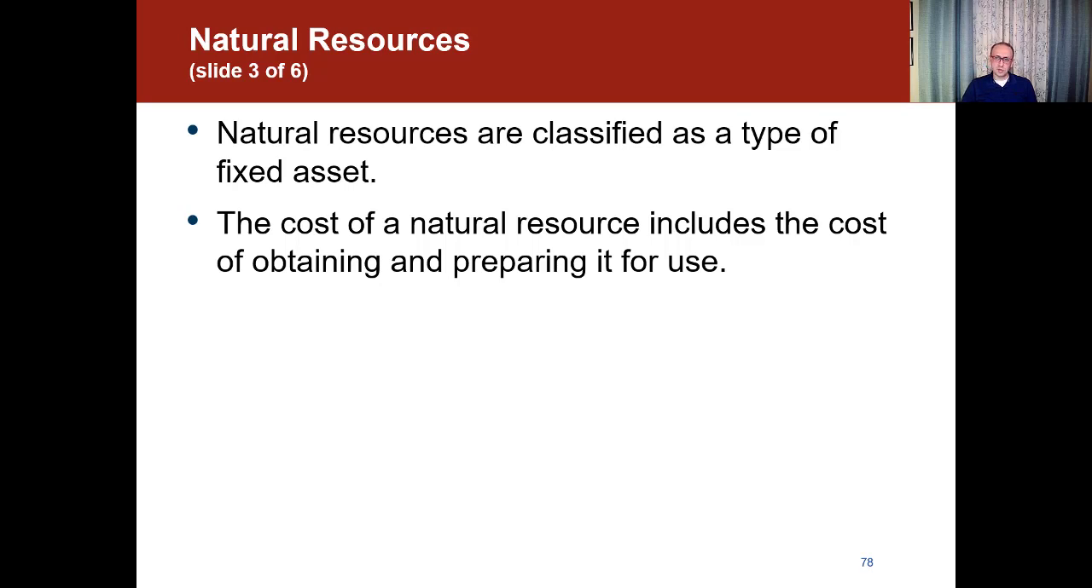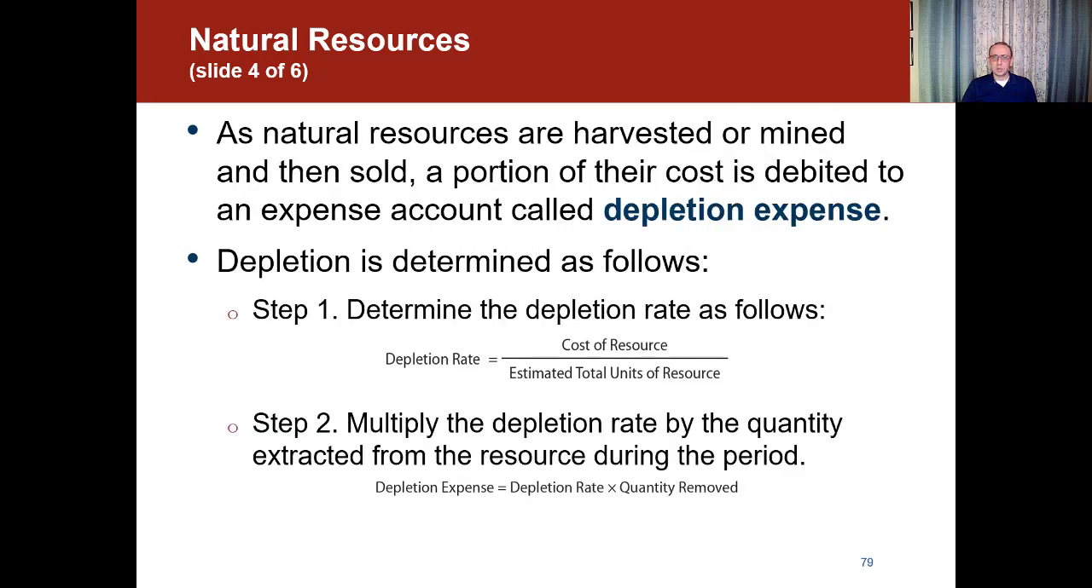The cost of a natural resource includes the cost of obtaining and preparing it for use. As natural resources are harvested or mined and then sold, a portion of their cost is debited to an expense account called depletion expense, and that's equivalent to depreciation expense. So how we calculate the depletion is determined as follows. It has to go through these two steps.